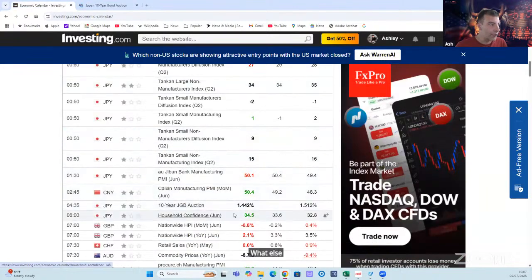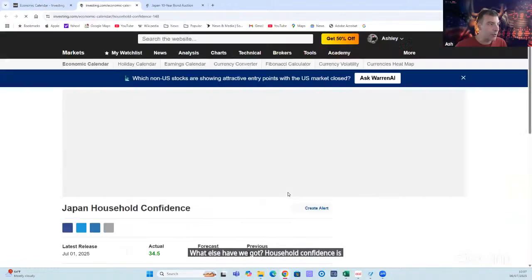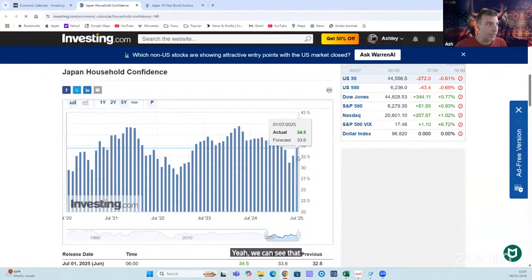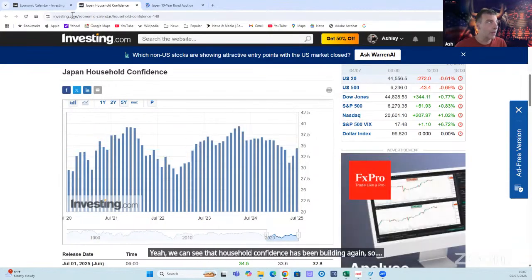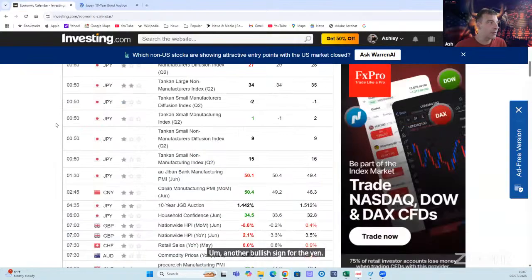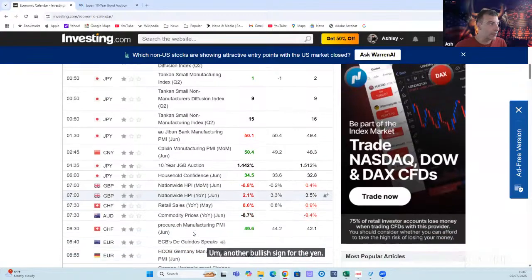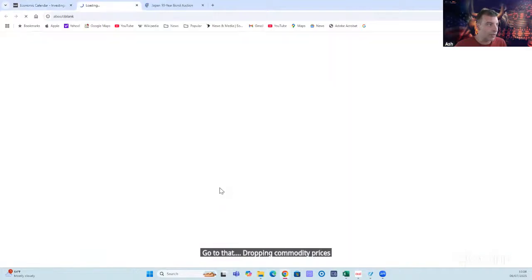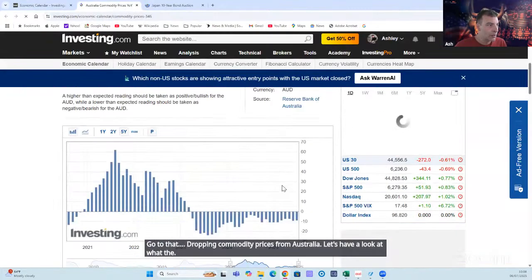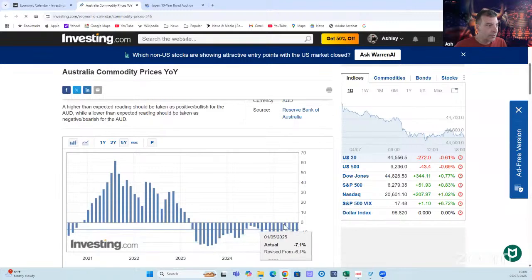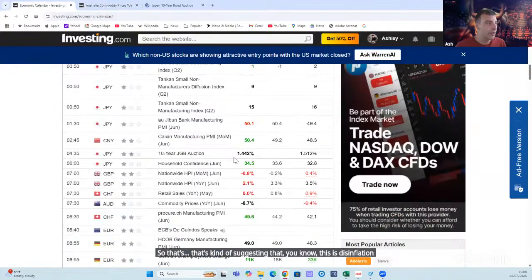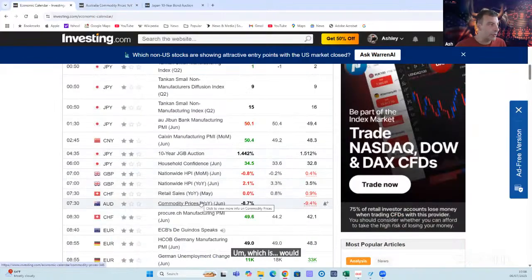What else have we got? Household confidence is pretty solid by the looks of things. Let's have a look. Yeah, we can see that household confidence has been building again. So another bullish sign for the yen. Look at that. Dropping commodity prices from Australia. Let's have a look at what the. So that's suggesting that this is disinflationary for the Aussie.